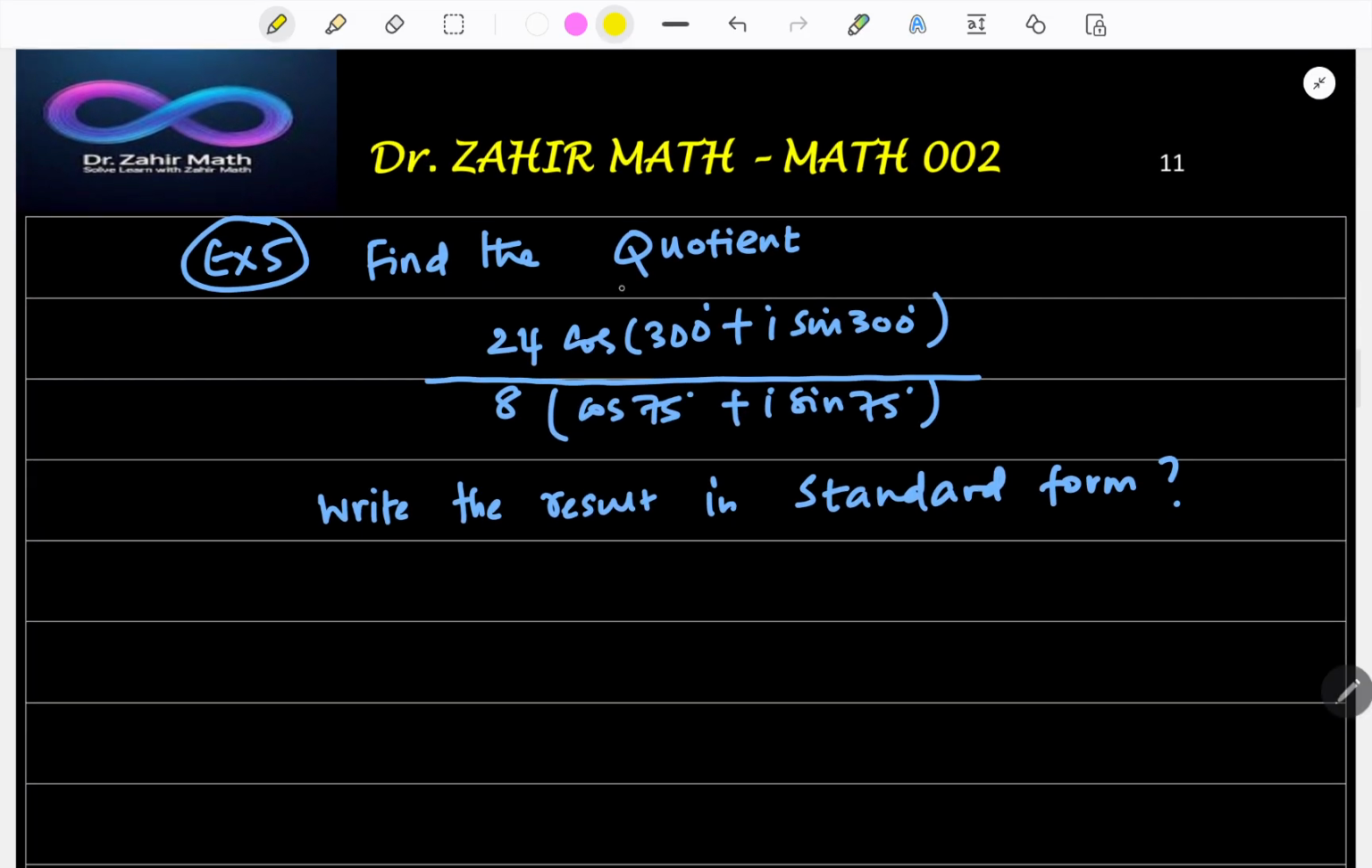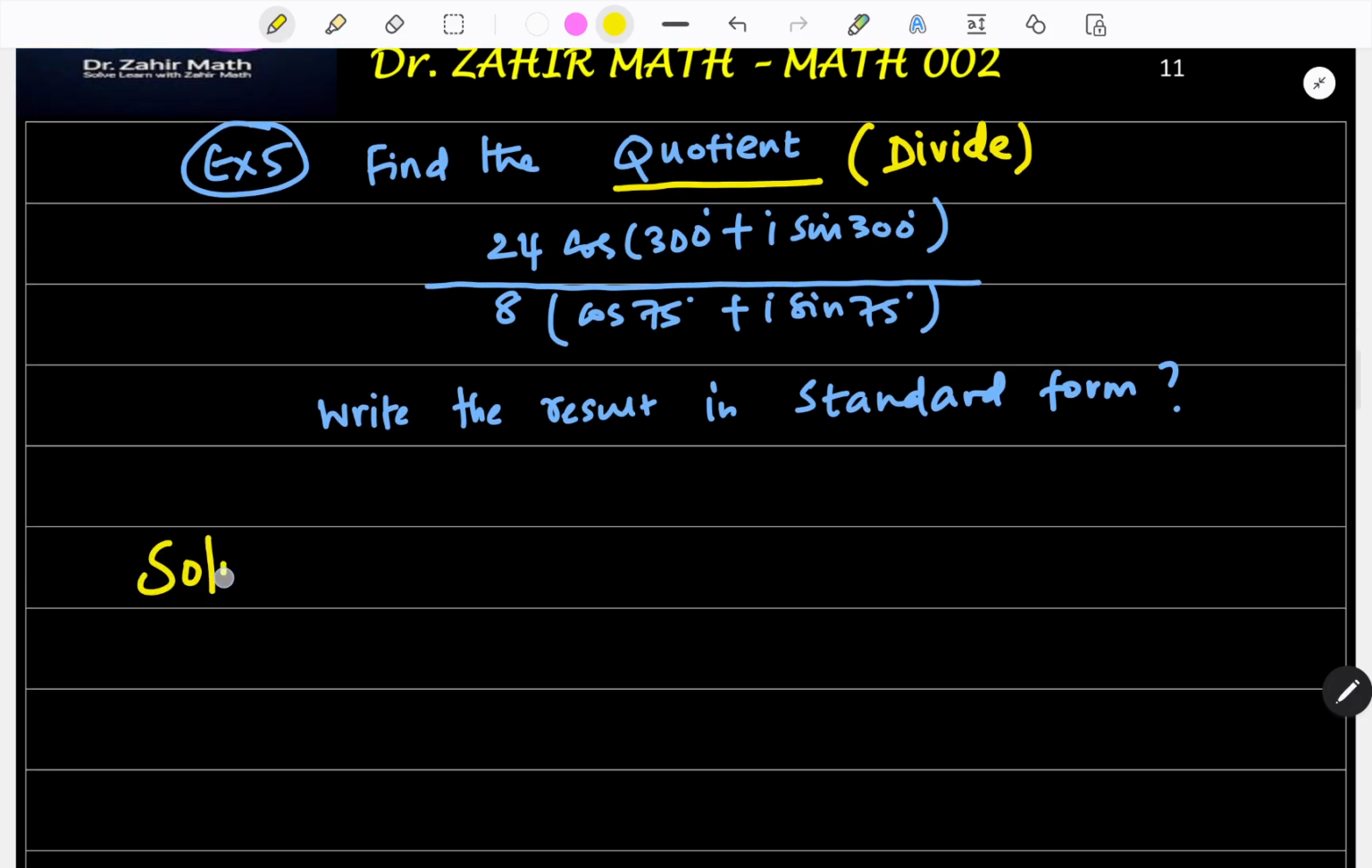Find the quotient. Quotient means what? You are going to divide, okay? Already it is given in the division form. So let's go to the solution. What is given, you just type all together in the calculator? No, you need to write some steps, then only you can go to the calculator. 24 by 8 you can write.